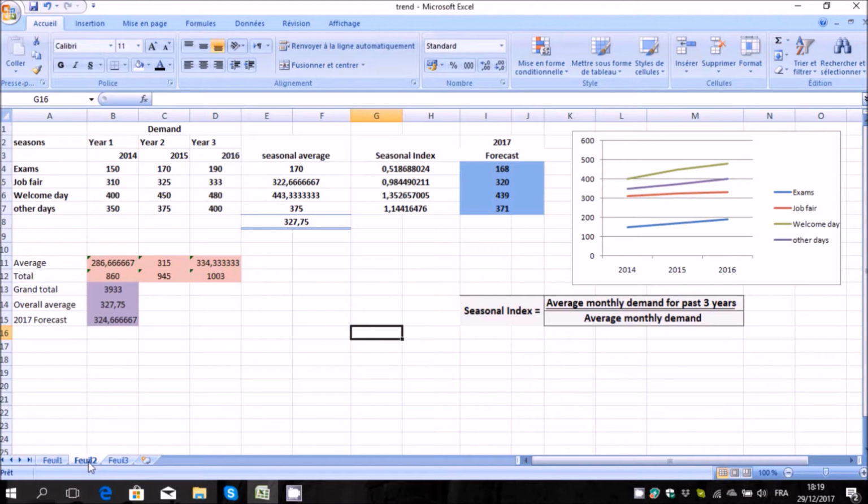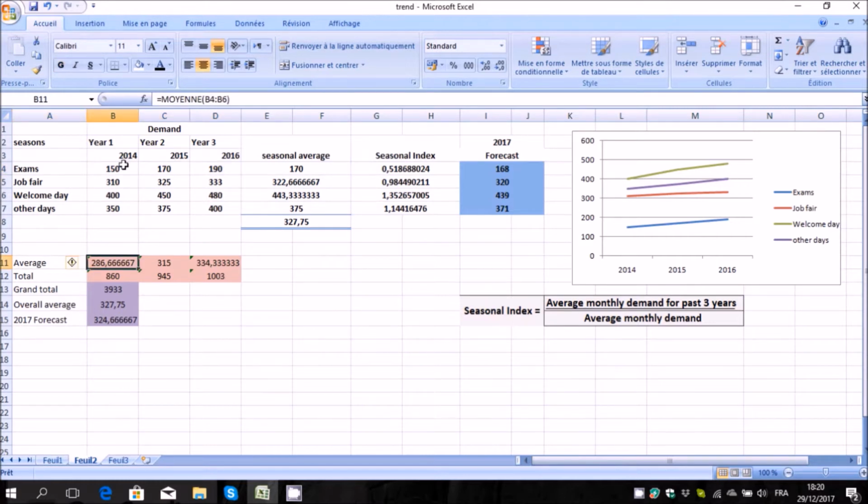Now, about the seasonality index. It is an index that highlights the huge differences between seasons. Actually, in TBS, we can say that we have 4 important seasons: exams, the job fair day, the welcome day, and the other days. You can witness that the exams period has the lowest demand. Now, let's do all these calculations.